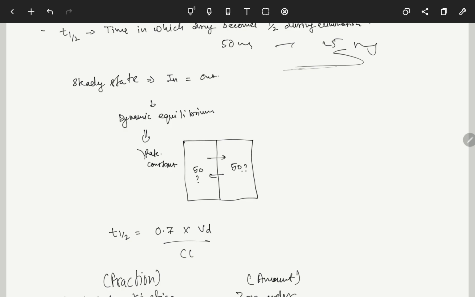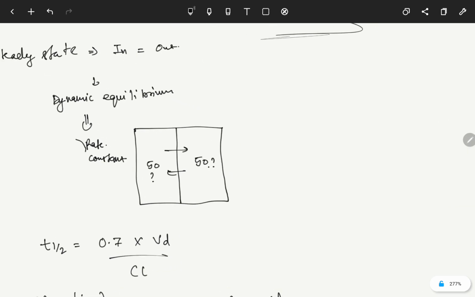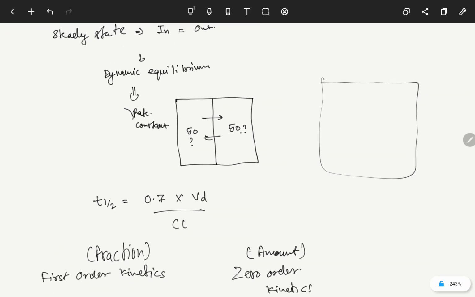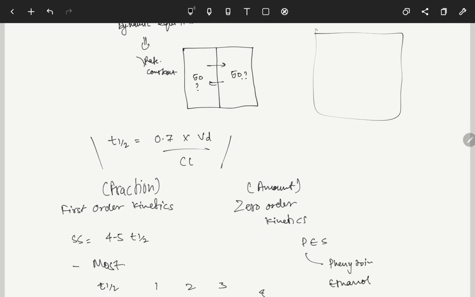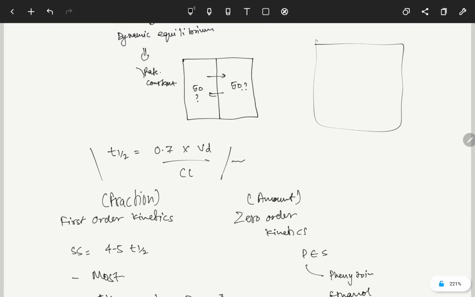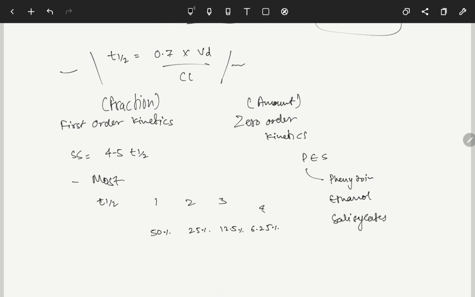Steady state is basically a dynamic equilibrium. Okay, don't be fazed by these terms. It's just simply that the rate is constant. Rate of intake is equal to rate of excretion or metabolism. And then there is this formula of half-life: 0.7 into volume of distribution upon clearance. You don't have to go into the details of it, you can remember it, and this is derived, but I'll explain it later on, maybe in another video.